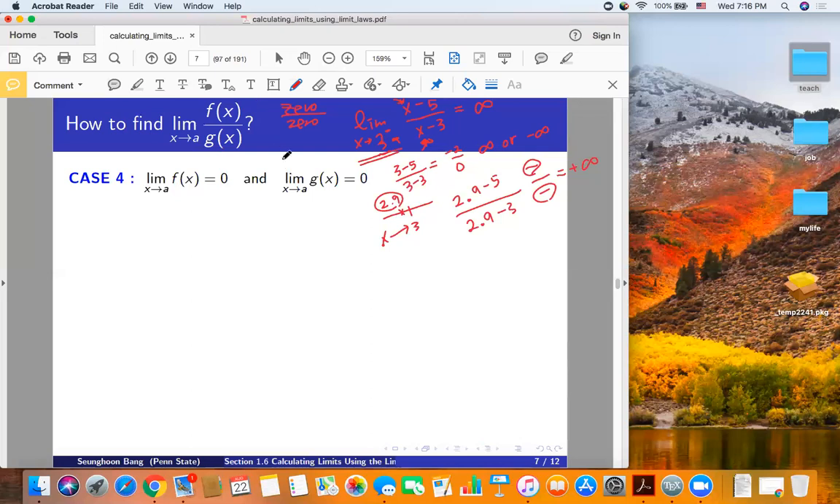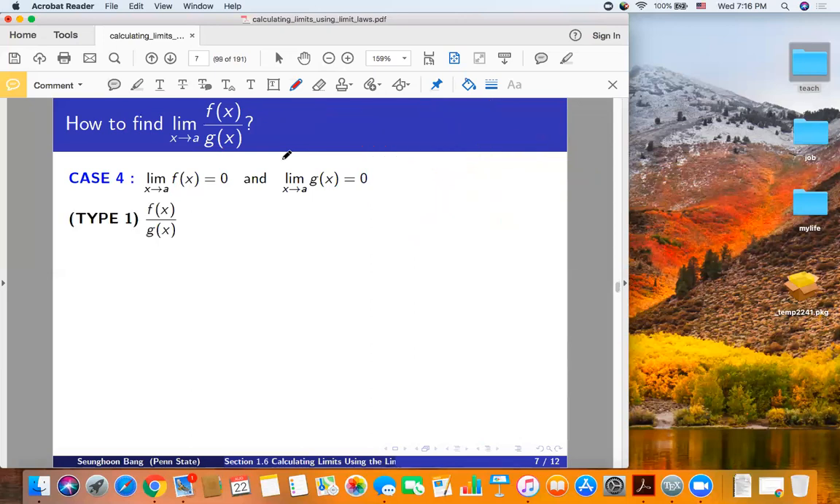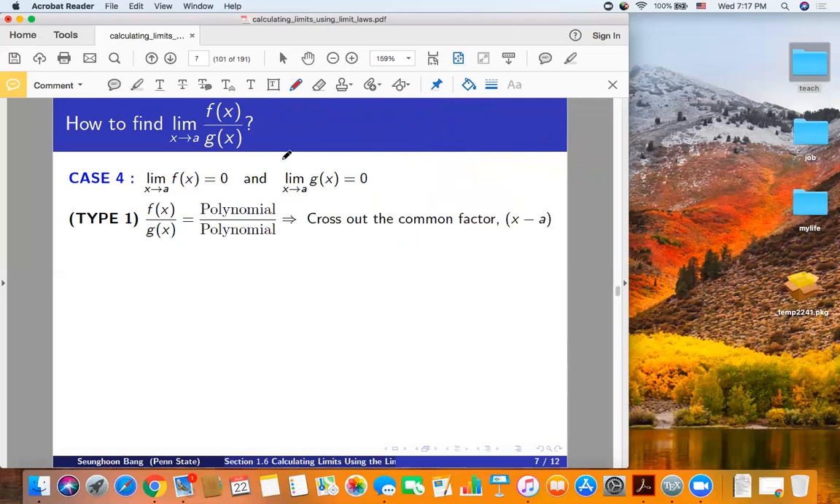Next, we think about case 4. Case 4 has three more sub-cases. Sub-case 1, type 1: f of x over g of x is polynomial over polynomial. How can you solve it? Cross out the common factor x minus a. This is the whole idea. I'm going to give one example here. Limit as x approaches negative 2 of (x squared minus 4) over (2x squared plus 5x plus 2). How can you solve this problem?